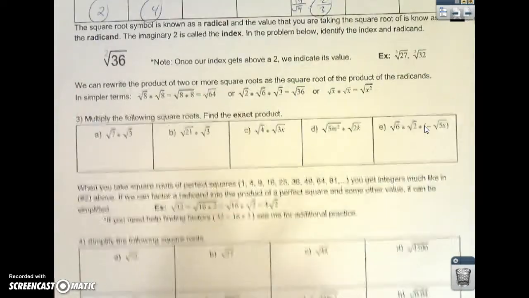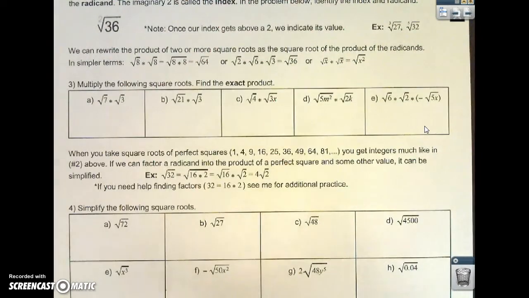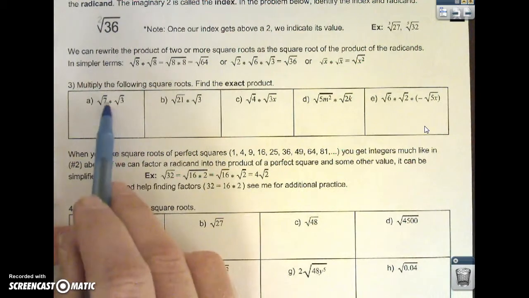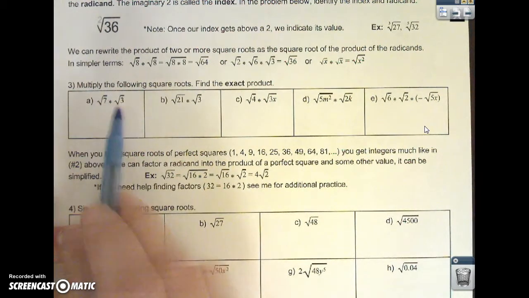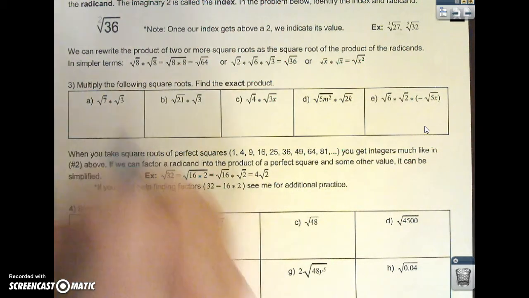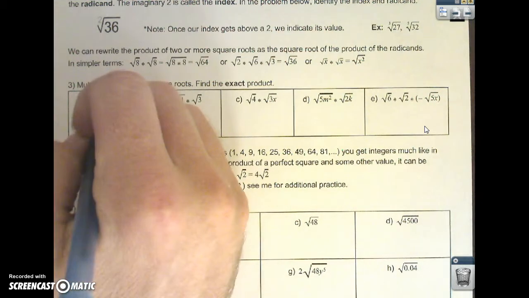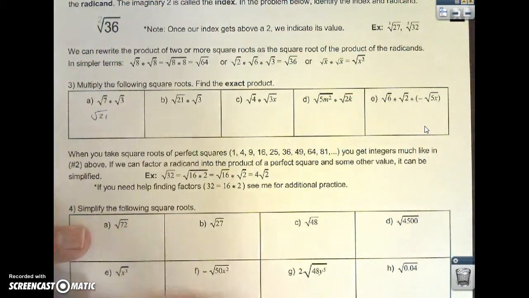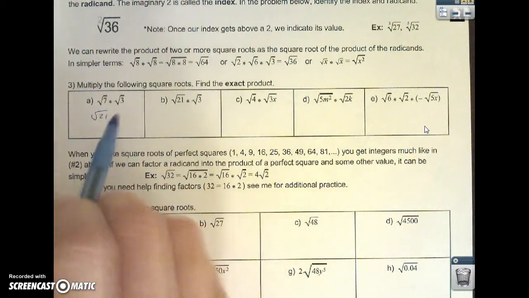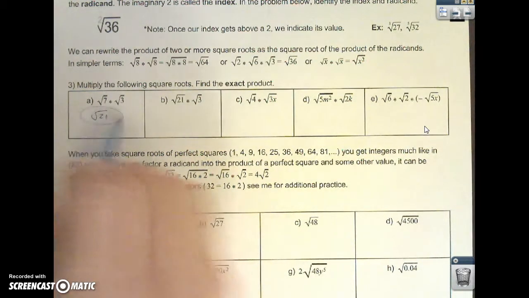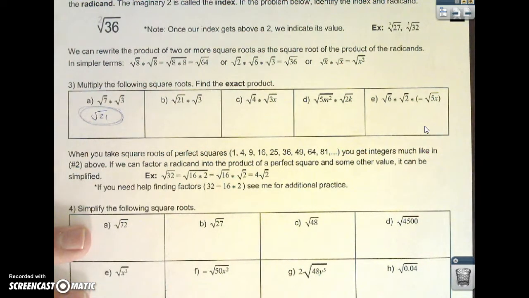Multiply the following square roots to find the exact product. Now, when they say the exact, they don't want a decimal approximation. They want broken down terms. So, for the first one, root 7 times root 3, they're both under the radical. So what you can do is 7 and 3 gives me 21. There we go. Now, you want to try to break these down if you can. In this case, you can't, meaning no perfect square can go into it. There you go.